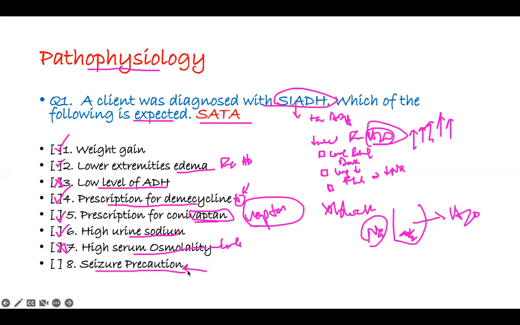Seizure precaution. This is application. Your sodium is going down in the serum, so you get hyponatremia. One of the risk factors and side effects of hyponatremia is seizure. That's why hyponatremia is really bad. If you look at my prioritization, you see electrolytes, and hyponatremia is one of them. Therefore, this is good. So you have 1, 2, 4, 5, 6, and 8.